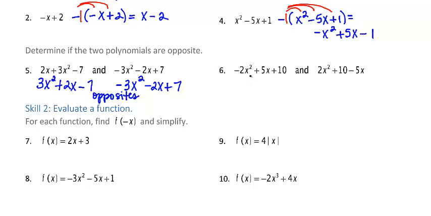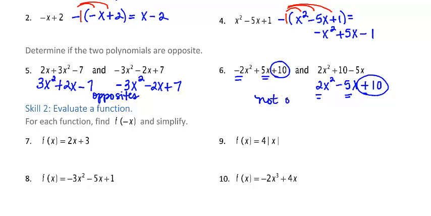Then we have negative 2x squared plus 5x plus 10, that is in standard form, and then 2x squared plus 10 minus 5x. In standard form, that is 2x squared minus 5x plus 10. So notice the x squared terms are opposite, the x terms are opposite, but the 10, the constant terms, are not opposite, so that makes these polynomials not opposite of one another.